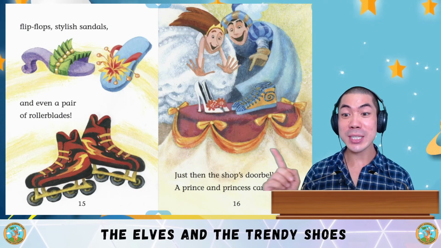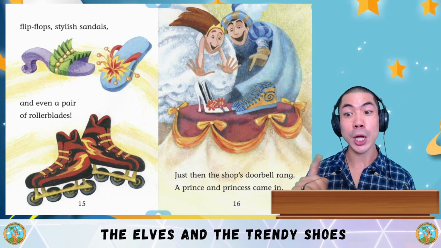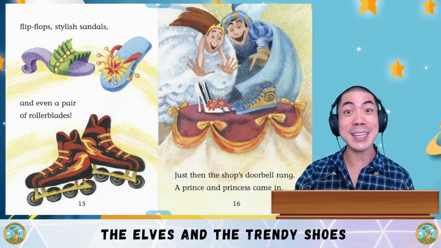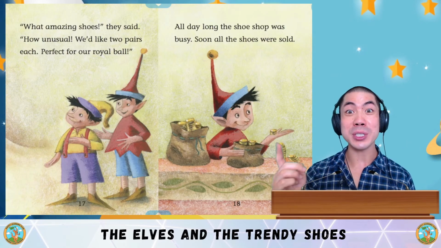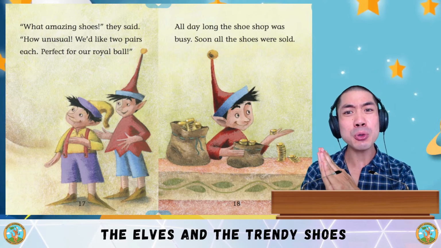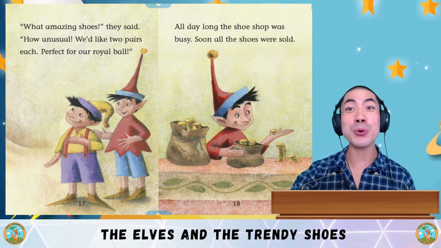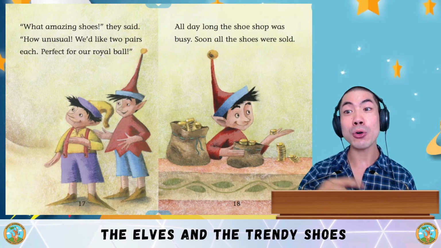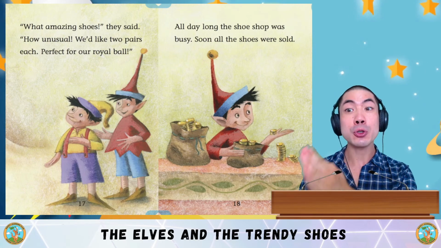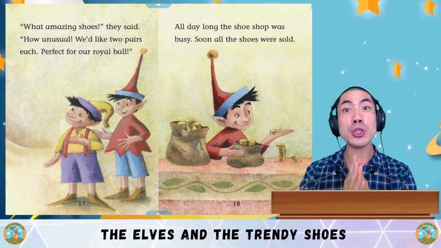Ding dong! Just then, the shop's doorbell rang. A prince and princess came in. "What amazing shoes," they said. "How unusual! We'd like 2 pairs each. Perfect for our royal ball." All day long, the shoe shop was busy. Soon, all the shoes were sold.